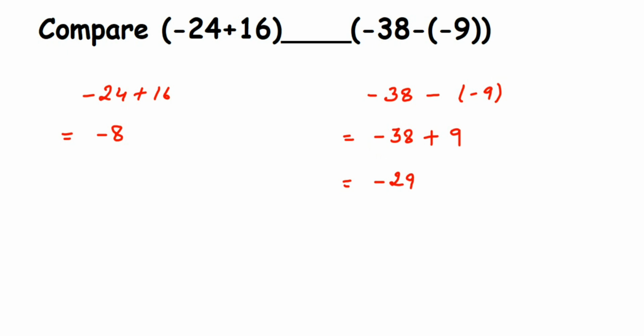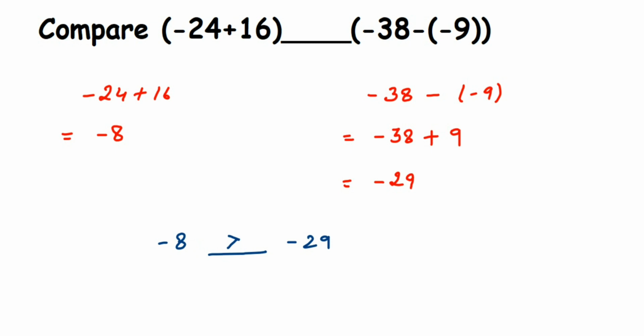Now we have to compare. So after solving, we got -8 on the left, and now we got -29 on the right. Now which one is greater here? Or are they equal? Obviously they are not equal. So which number is greater here? -8 is greater than -29. So the sign will be this.